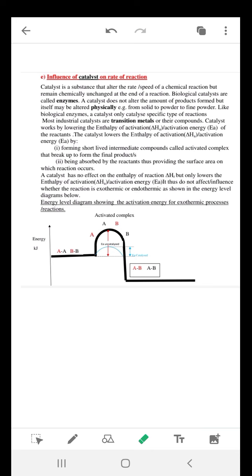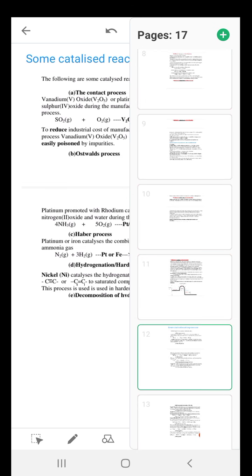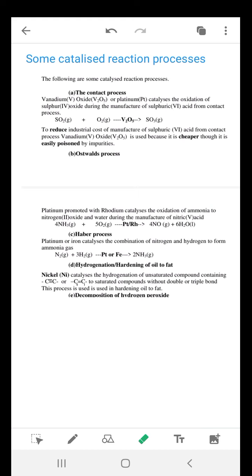Okay, good. So hope you have mentioned some of them. So let's look at just some of them. There are so many. Let's look at some of them. So the first one, you remember when you were in Form 3, we were looking at large-scale manufacture of sulfur 4 oxide.